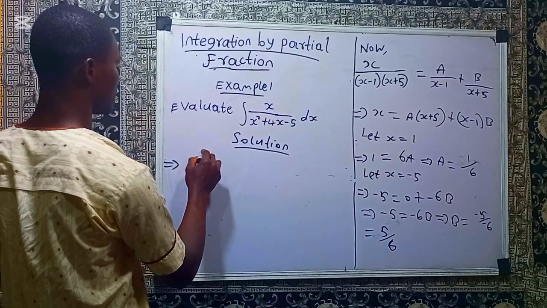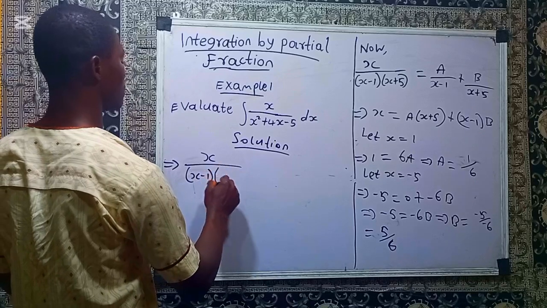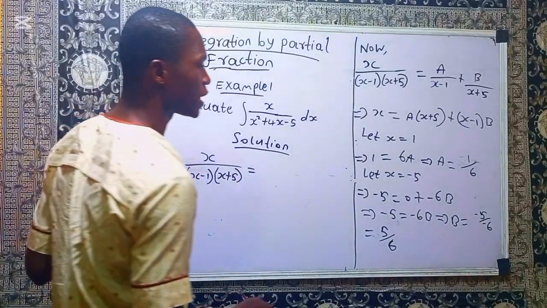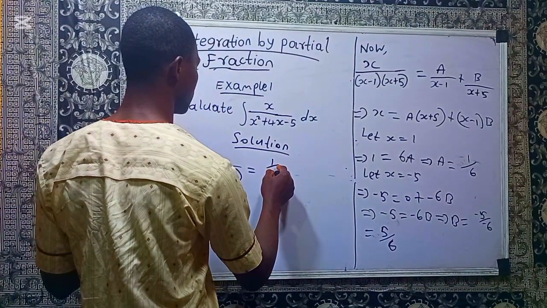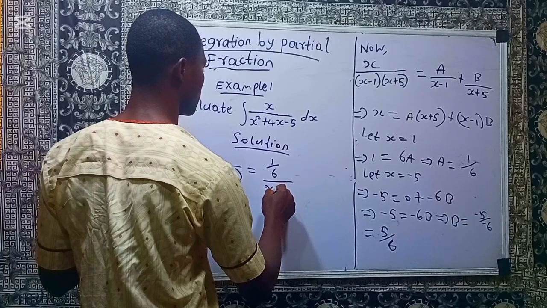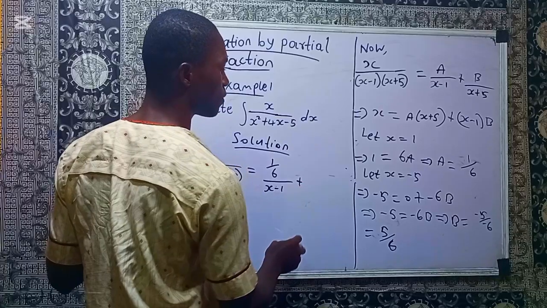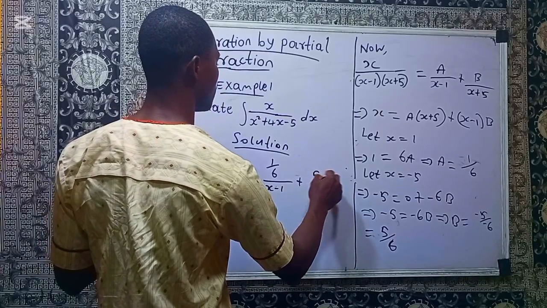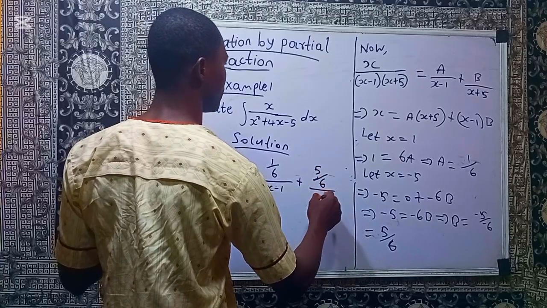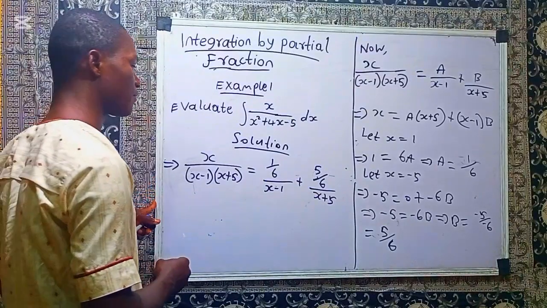This implies that x over, open bracket, x minus 1, x plus 5 is equal to, what do we get for our a? Our a is 1 over 6 divided by x minus 1, plus the second one gave us 5 over 6 divided by x plus 5. So we have splintered it into partial fractions.